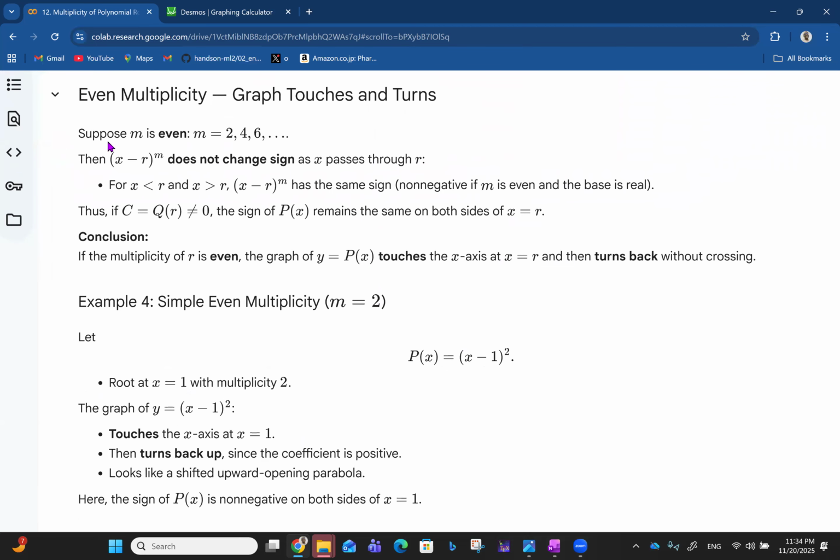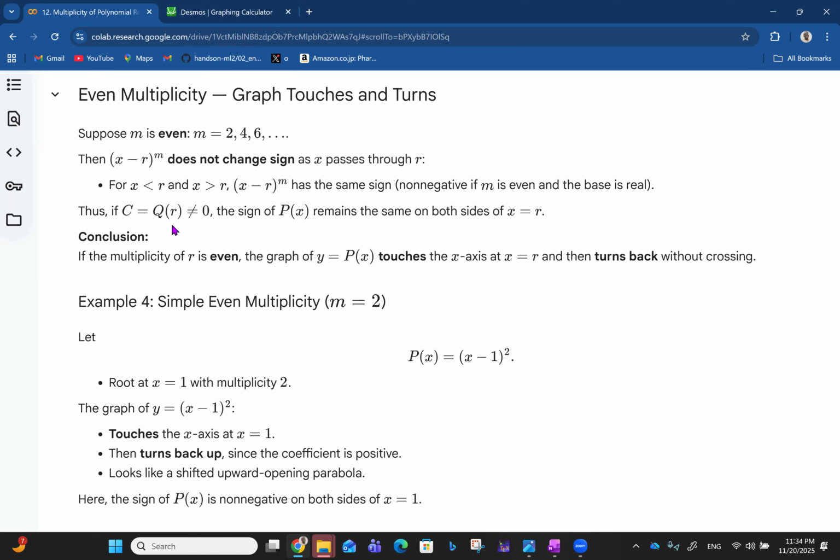So suppose m is even, that is m is 2, 4, 6, then (x minus r) raised to power m does not change sign as x passes through r. So for x less than r and x greater than r, (x minus r) raised to power m has the same sign, non-negative, because it's even. Even if it is minus, the minus is swallowed up, it becomes positive all the way. So it has the same sign, non-negative if m is even and the base is real.